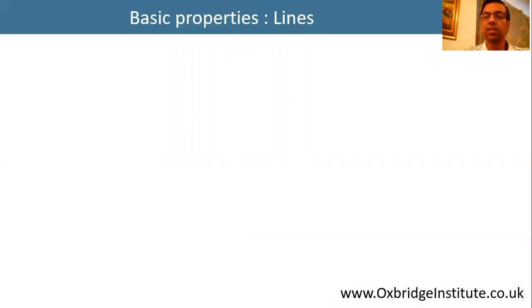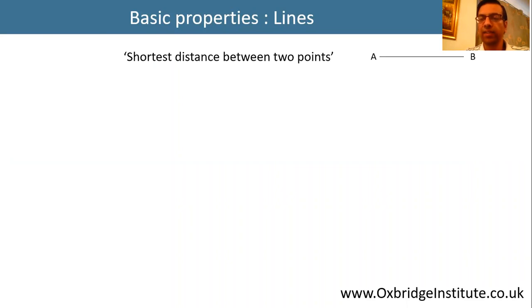Let's start with some basic properties and let's start with what are lines. A line can be described as the shortest distance between 2 points. So if we have these 2 points A and B and we connect them through the shortest distance possible, that is called a straight line.